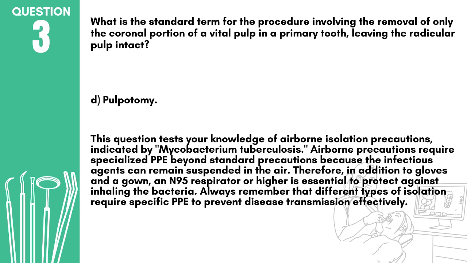Pulpectomy or root canal therapy involves complete pulp removal, and pulp capping is for exposed pulp. For example, if a child's deep cavity reaches the pulp chamber but not the root canals, a pulpotomy is often the treatment of choice. Always remember that a pulpotomy is about keeping the root pulp alive in a baby tooth.